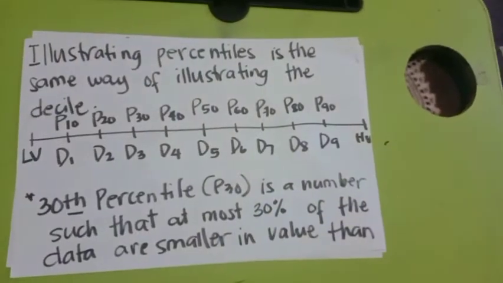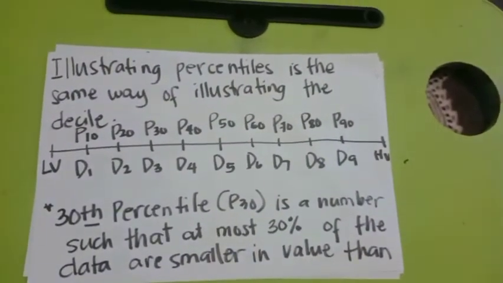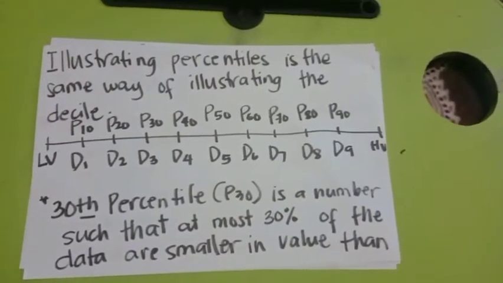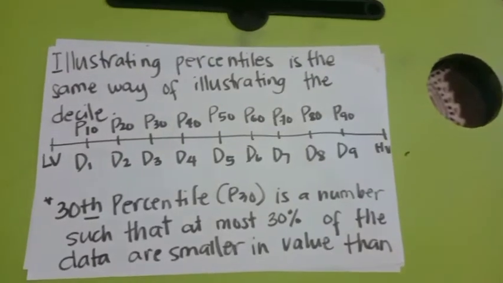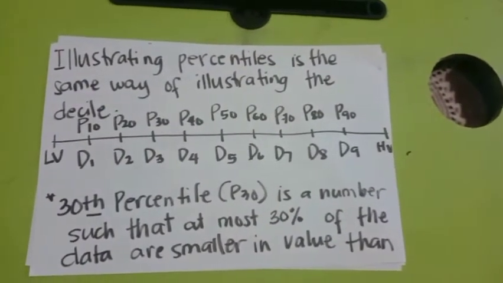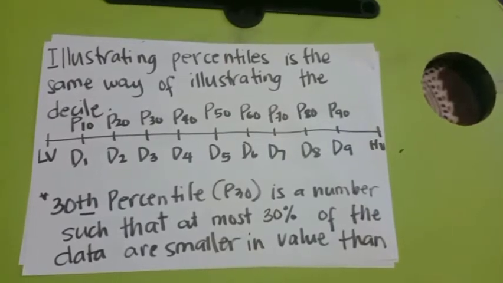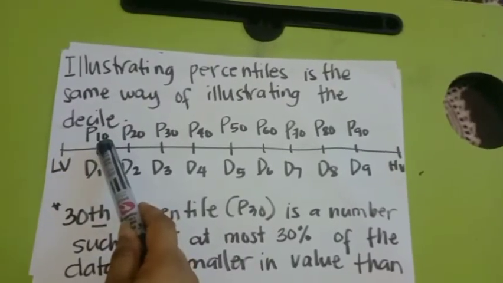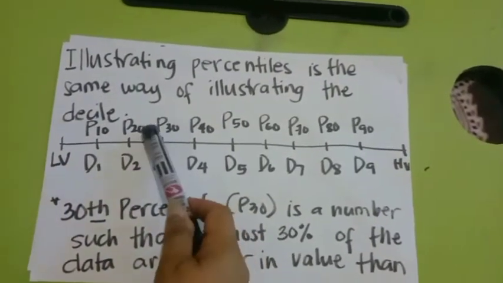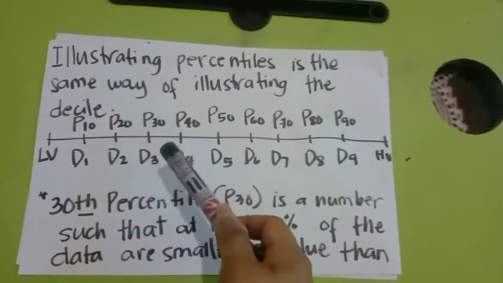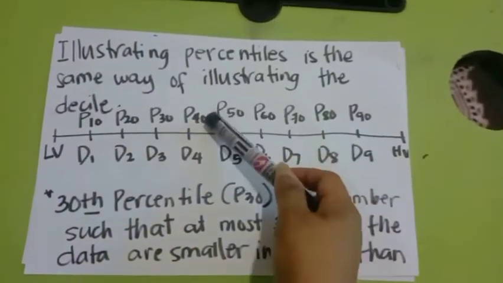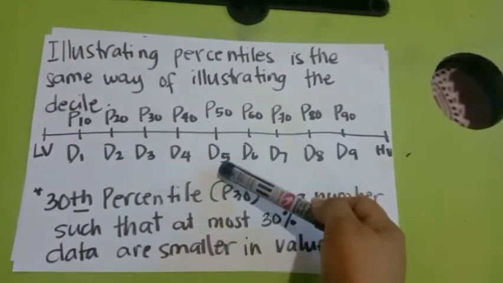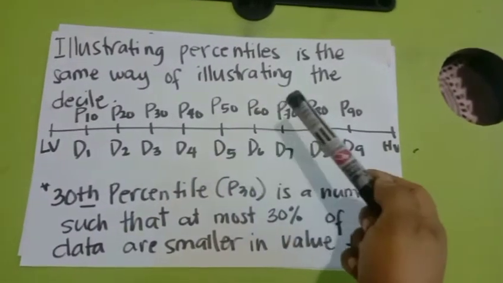Illustrating percentiles is the same way of illustrating the decile. Kung yung decile, hinahati niya yung distribution or data into 10 equal parts. So, sa bawat 10 parts ng percentile ay isang part ng decile. So, yung P10, katumbas niya is D1. P20, katumbas niya is D2. P30, katumbas niya is D3. P40, katumbas niya is D4. Yung 50th percentile, katumbas niya is D5 or 5th decile.